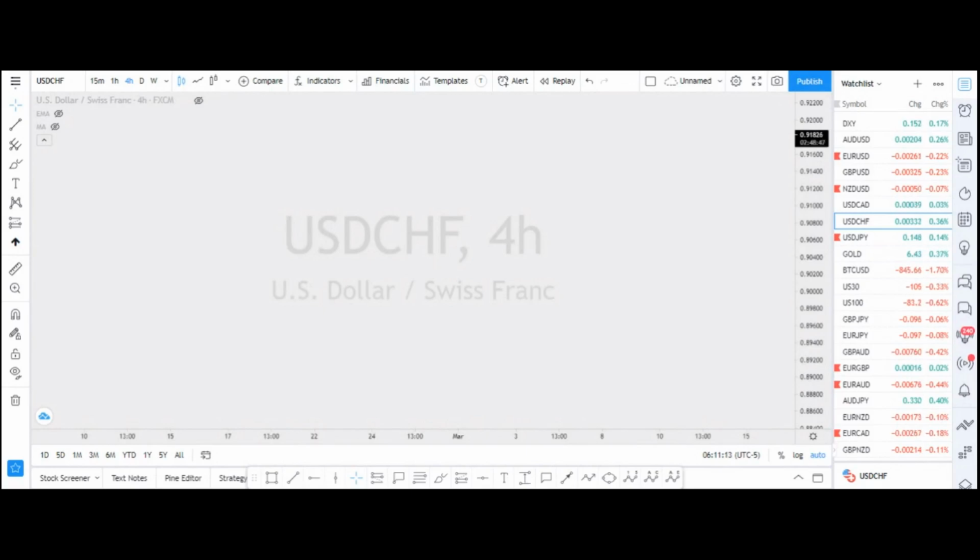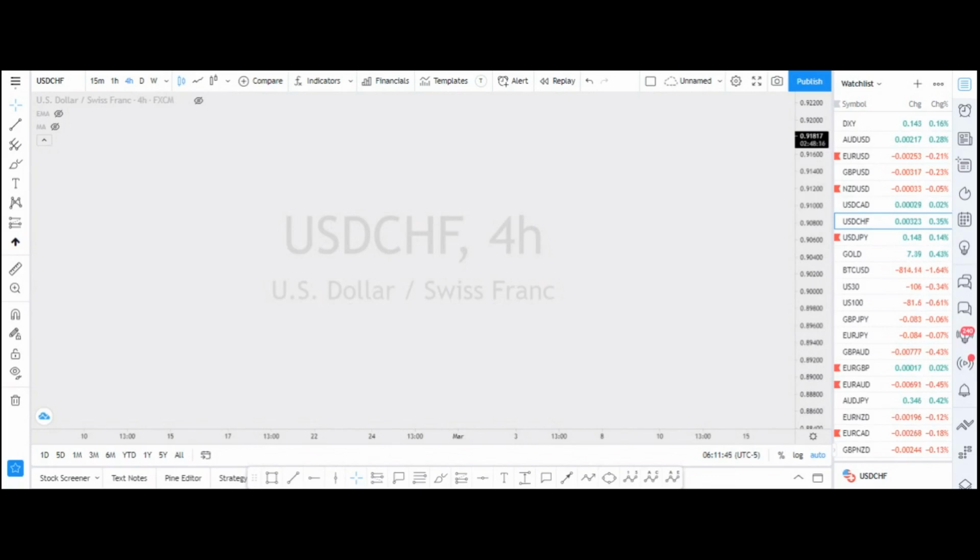Okay, I'll mention it again. Double bottom and double top. Triple bottom and triple top. Head and shoulders and inverted head and shoulders. Then rising wedge and falling wedge. Okay, so there they are. Those are the important chart patterns I look out for.